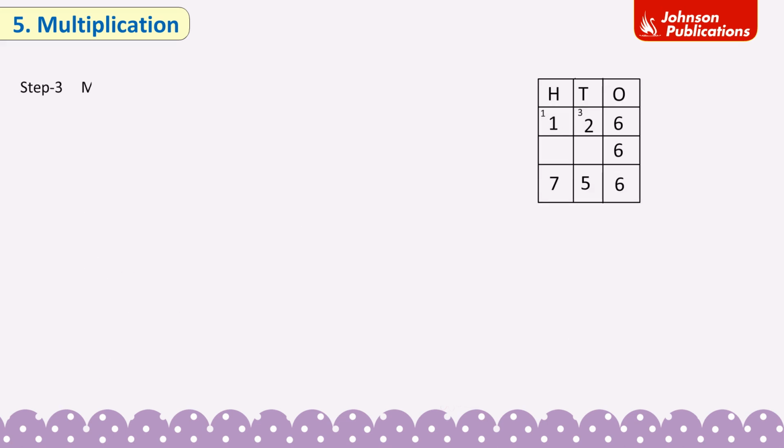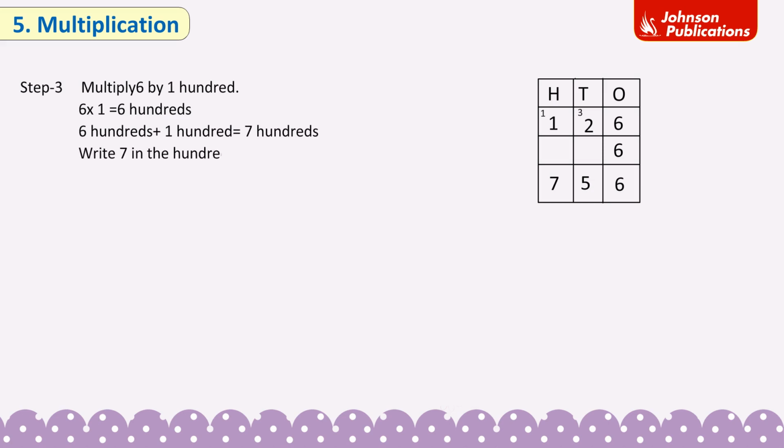Step 3. Multiply 6 by 100. 6 multiplied by 1 is equal to 6 hundreds. 6 hundreds plus 1 hundred is equal to 7 hundreds. Write 7 in the hundreds place. The product is 756.